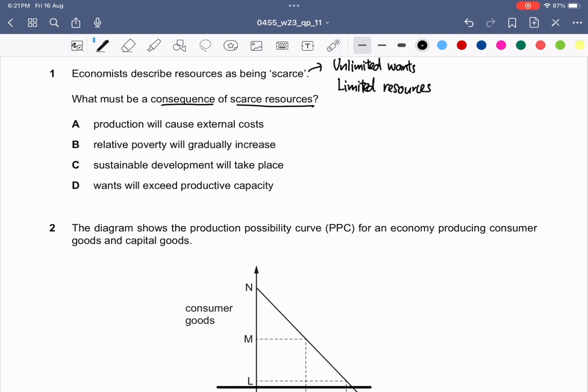So in an economy, we have this concept called productive capacity, which is the maximum possible output the economy can produce. So definitely, the resources cannot satisfy all the wants. Therefore, wants will exceed productive capacity. So the answer is D. Wants will exceed productive capacity.